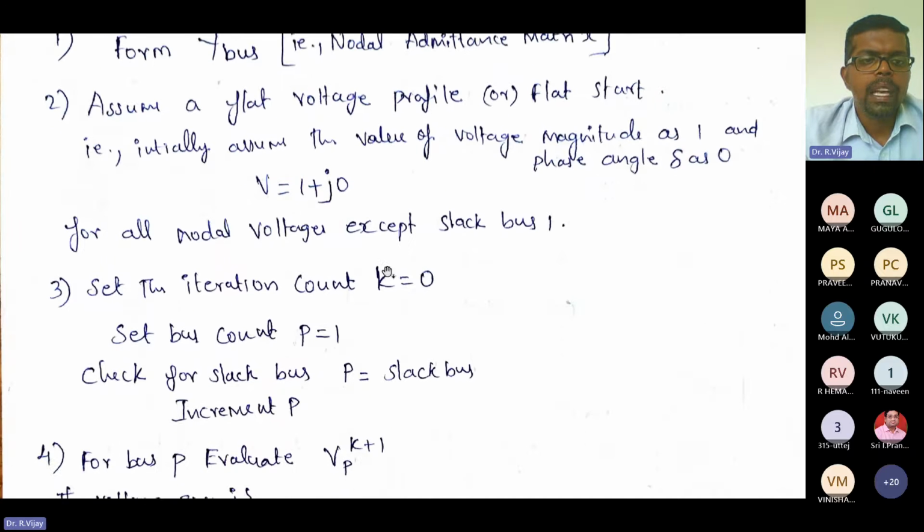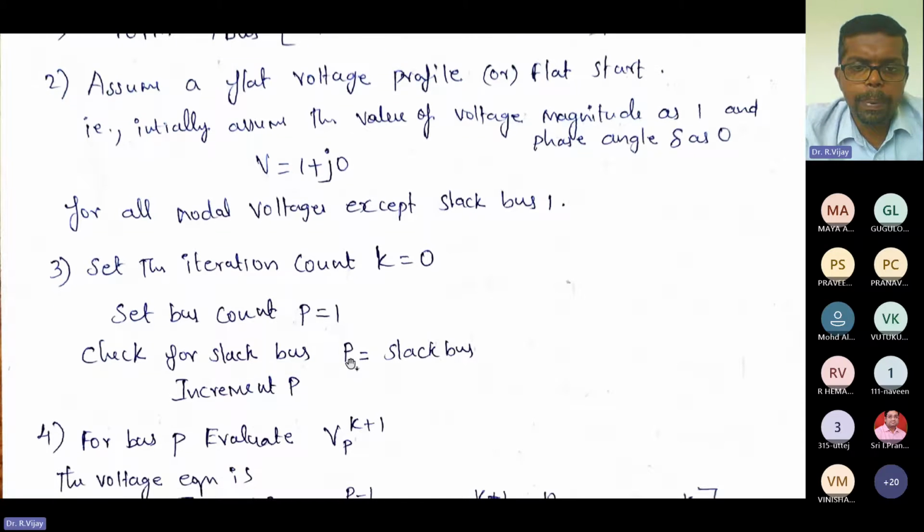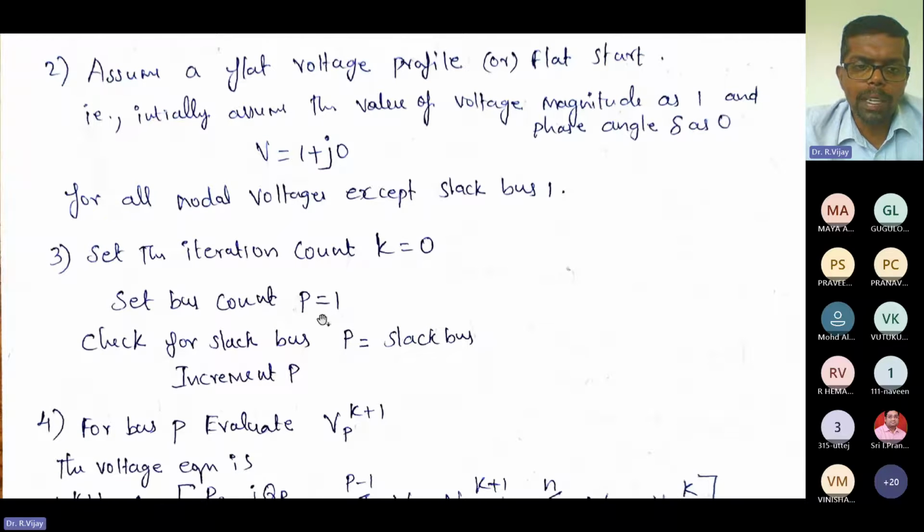Next step, set the iteration count K equal to 0 and the bus count P equal to 1. Check for the slack bus. P is nothing but the slack bus, so increment P. First, we are starting with the bus count P equal to 1. Meanwhile, we are incrementing past the slack bus count.